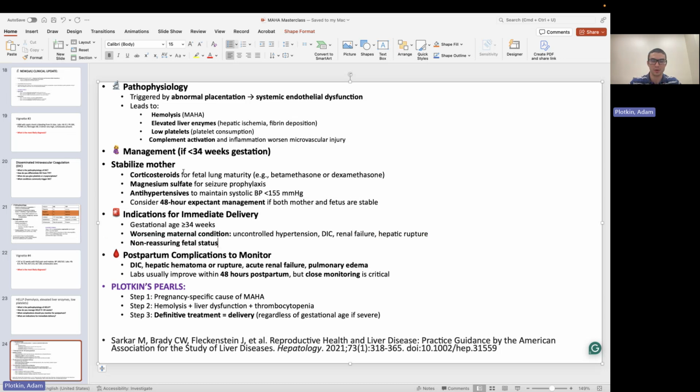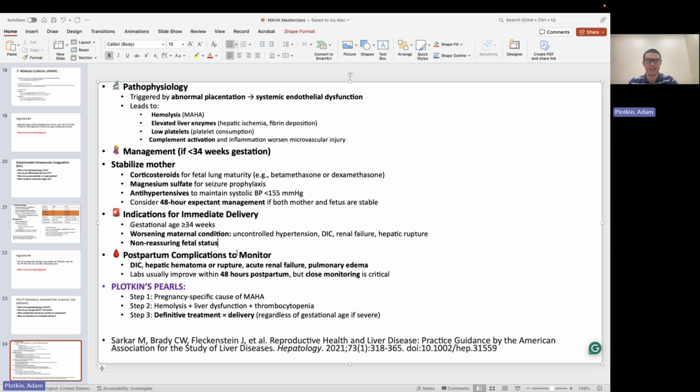So again, if less than 34 weeks, we're going to try to do everything we can to stabilize mom and the baby, or at least get the baby somewhat ready to have this preterm delivery. If we can't though, we're going to deliver. And if we're greater than 34 weeks, that's an indication to deliver. If the mom is worsening and the baby's worsening, those are indications to deliver as well.